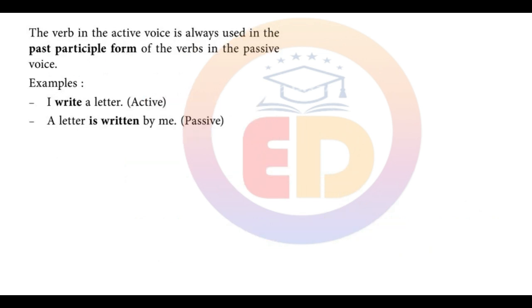Next, the verb in the active voice is always used in the past participle form of the verb in the passive voice. Means that in the active voice, whatever may be the verb form, if you are converting it into a passive voice, the verb should be in the past participle form or third form. Let us understand this through an example.